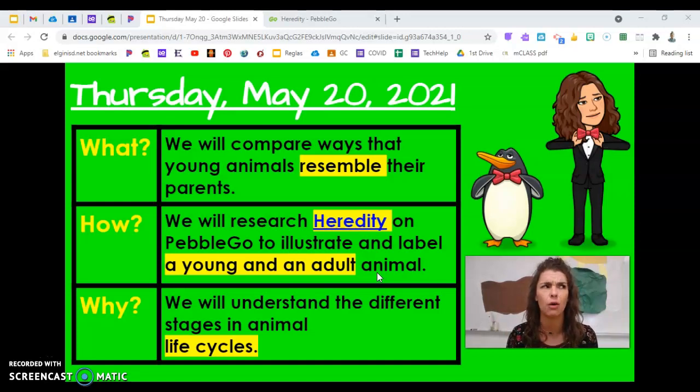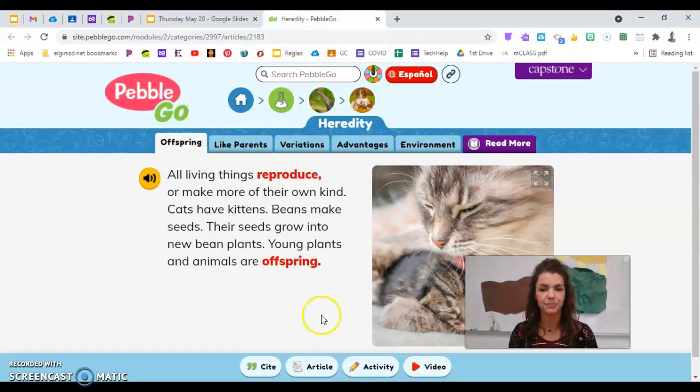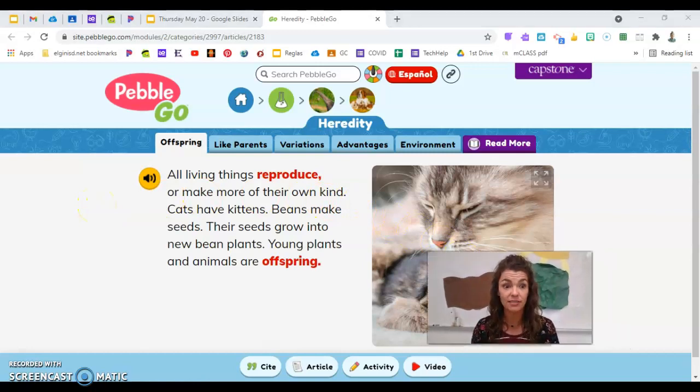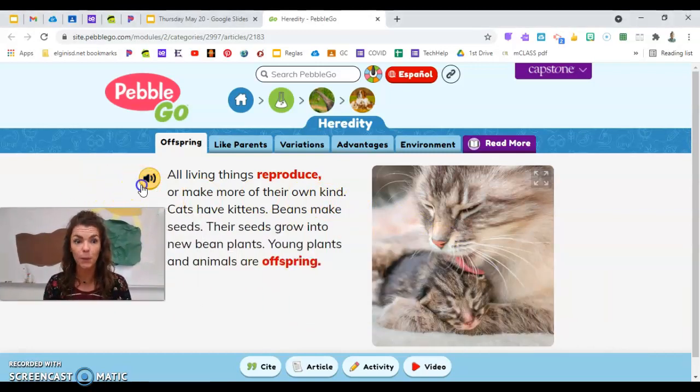First, let's go study that weird H word, heredity, in PebbleGo. Let's go. Heredity. Here we have 5 slides to study on this heredity. While you're studying with me, I want you to be thinking what baby and parent animal you will draw me in your journal. We have lots of examples here, but you will just draw one baby and one parent. Are you ready to listen and learn? Ears on, eyes on? Here we go.